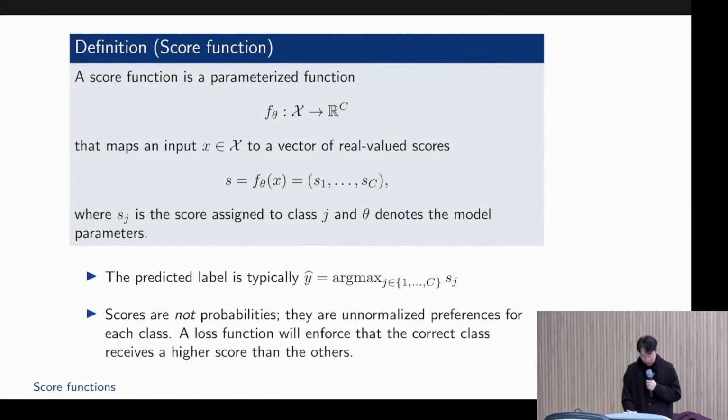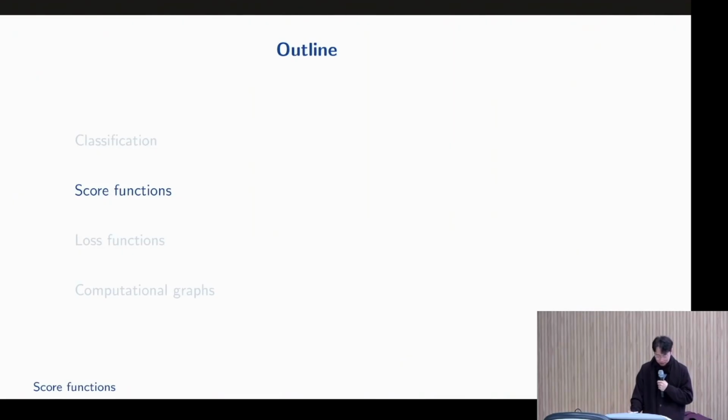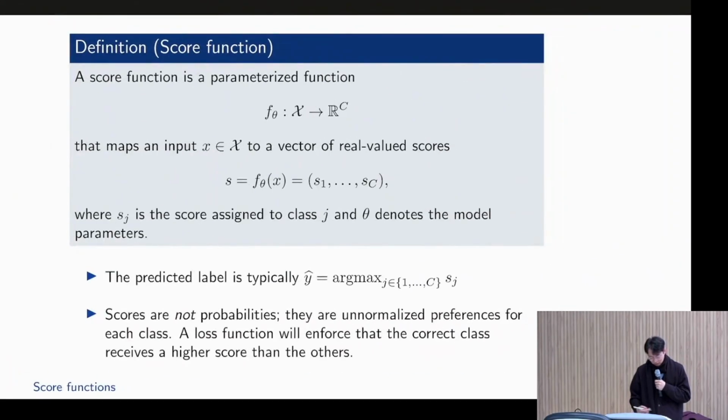Okay, so now let's really try to understand what's under the hood to make this happen. First, I'm going to introduce score functions. A score function is a parameterized function. It takes data and outputs a real vector, which is of dimension c by 1, where c is the number of classes, or the cardinality of your label space.